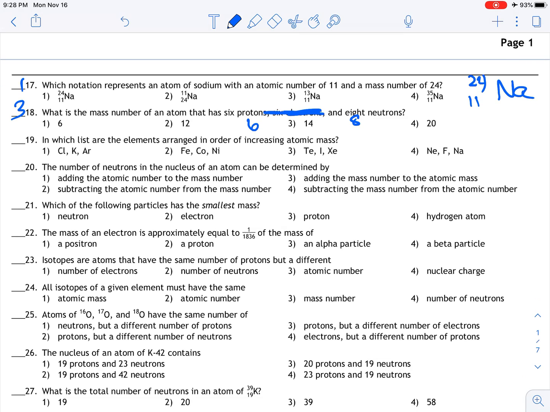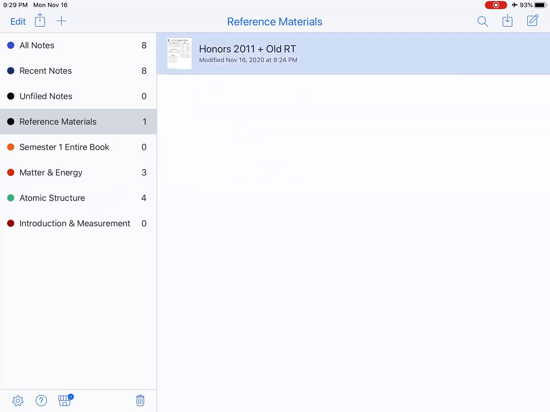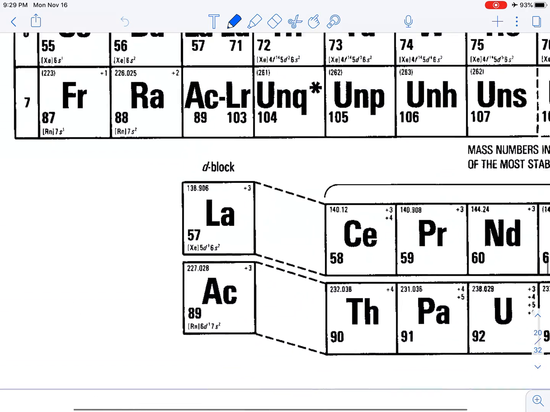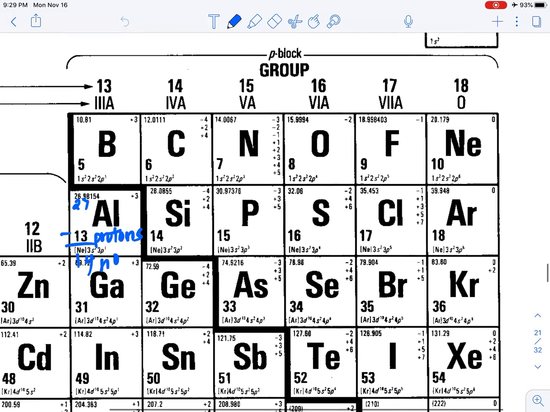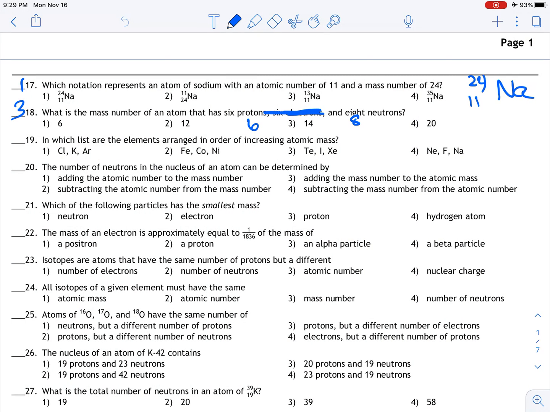In which list are elements arranged in order of increasing atomic mass? I would have to look. So let's go back. Cl, K, Ar. Cl is 35.4. Ar is 39.9. Where's K? 39.09. Yeah, that looks like that's it. Guys, I really don't want to waste time on that. I believe it's choice 1, but I'm going to say check this because I can't go back and forth over and over. I don't have my periodic table right next to me.